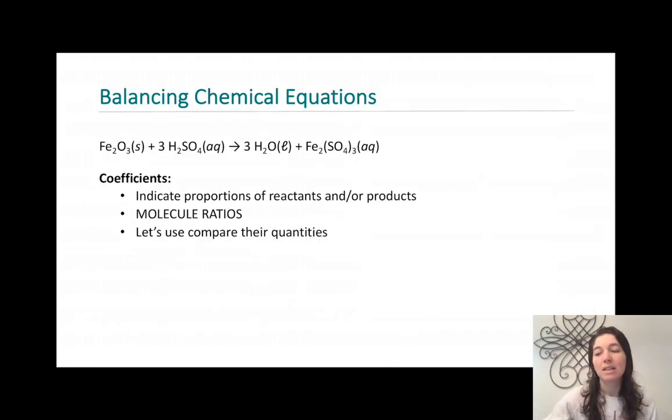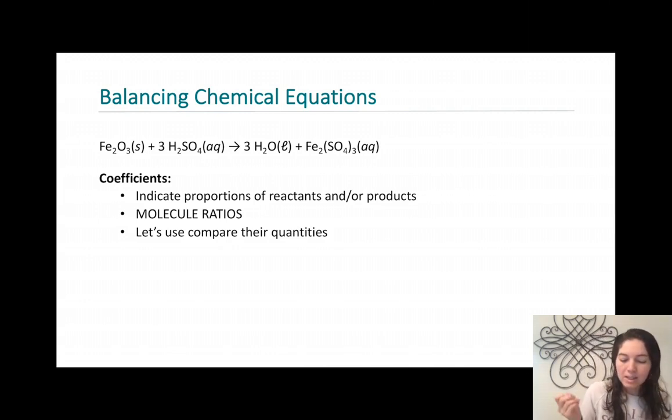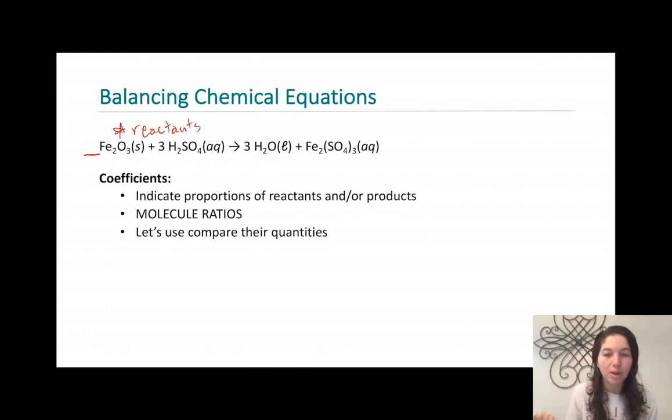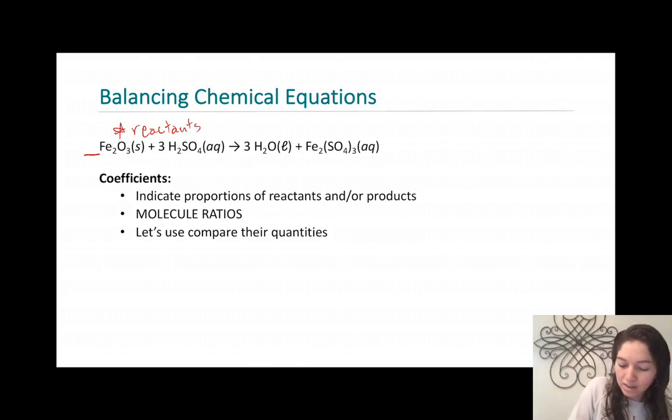Let's take a look at balancing chemical equations. We're going to be doing this with combustion equations a lot, and we're also going to be using it with all kinds of other equations in this class. So this is a balanced chemical equation here. You can see that we have what we call reactants on this side. Please make note of that. The things on the left side of your chemical equation are reactants. The things on the right side are your products.